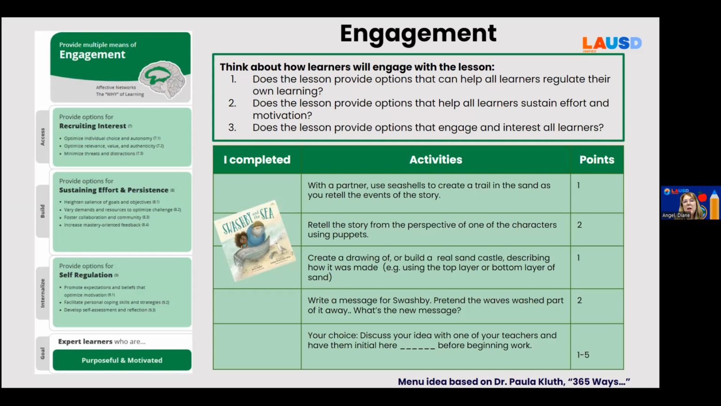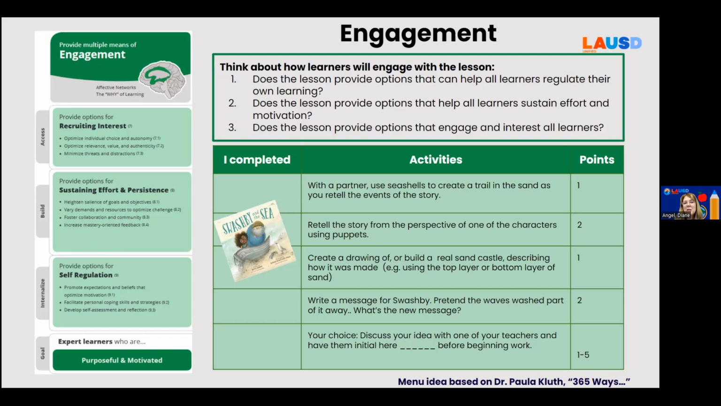Here is an example of a menu activity called Add to Assess by Dr. Paula Kluth. Menus are a popular form of engagement in the UDL classroom. There are several different types we can offer students, but one of the most straightforward is what is called a tally menu. To make a tally menu, create a list of activities related to course content and assign each one of these activities a point value.